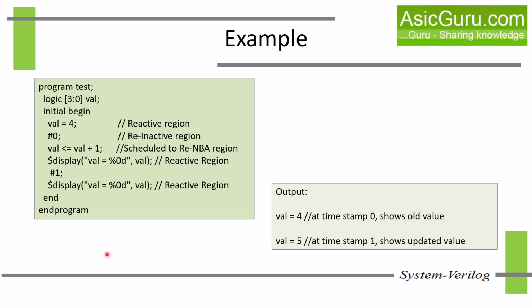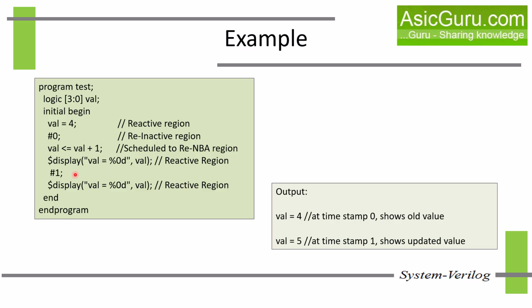So this example shows how different reactive regions behave during simulation. In this example, we have defined a program block named test, and inside this program, we are declaring a 4-bit logic variable val. Inside the initial block, firstly, we have defined the value of val as 4, and it happens in the reactive region. Next is #0, so it represents a zero time delay, and it moves execution to the inactive region. Then we have val equals val plus 1 using a non-blocking assignment, so it gets scheduled into the NBA region. Then we have a $display statement which would execute in the reactive region.